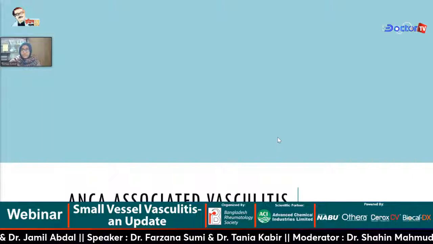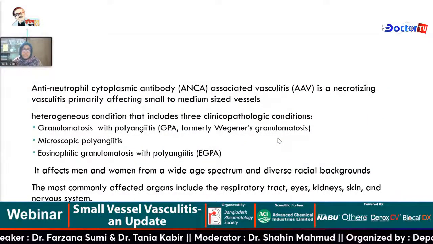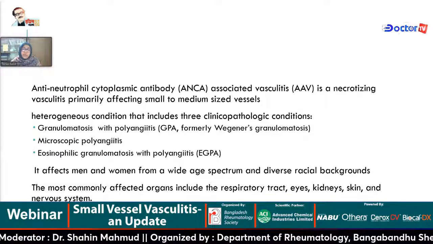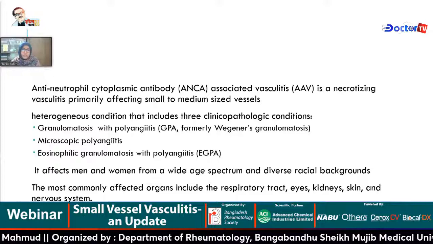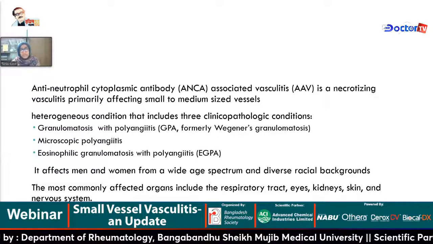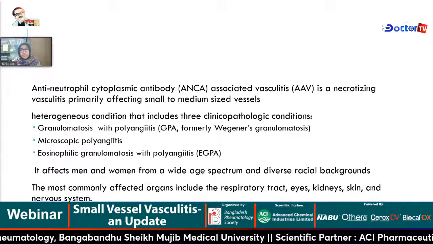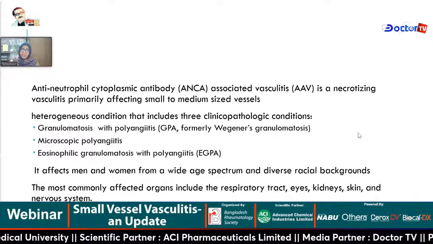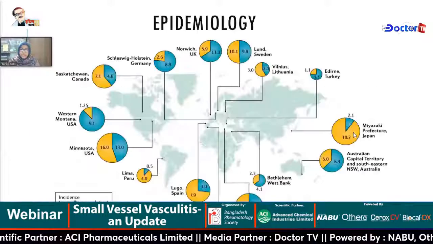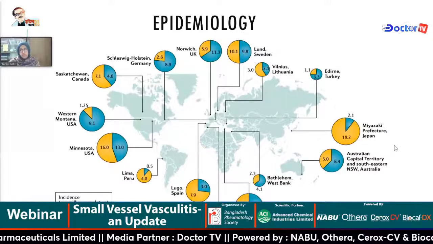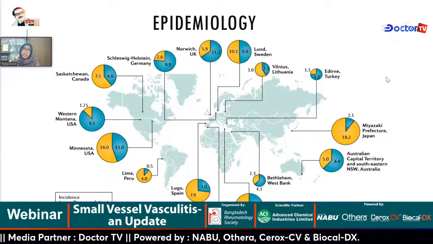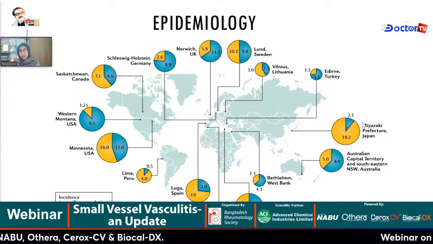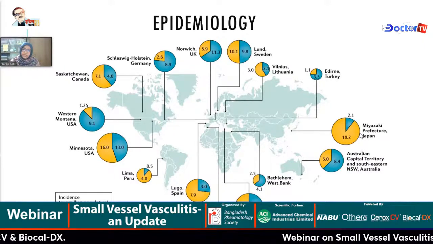Now, ANCA-associated vasculitis. ANCA-associated vasculitis is a necrotizing vasculitis primarily affecting small to medium-sized vessels. These three clinicopathological conditions are included in ANCA-associated vasculitis: granulomatosis with polyangiitis, microscopic polyangiitis, and eosinophilic granulomatosis with polyangiitis. It affects men and women from a wide age spectrum and diverse racial backgrounds. This picture is showing the global epidemiology of GPA and MPA, where you can see GPA is more common in European and American countries, and MPA is more common in East Asian countries like Japan and China.